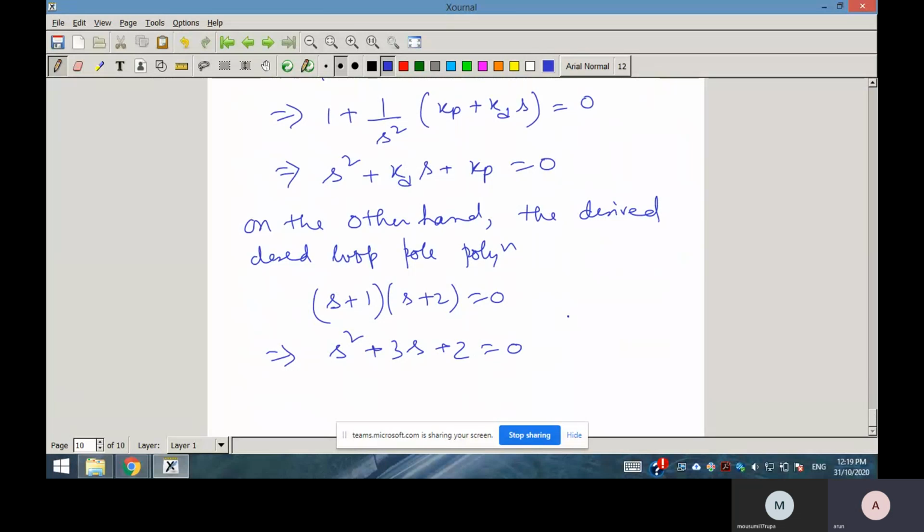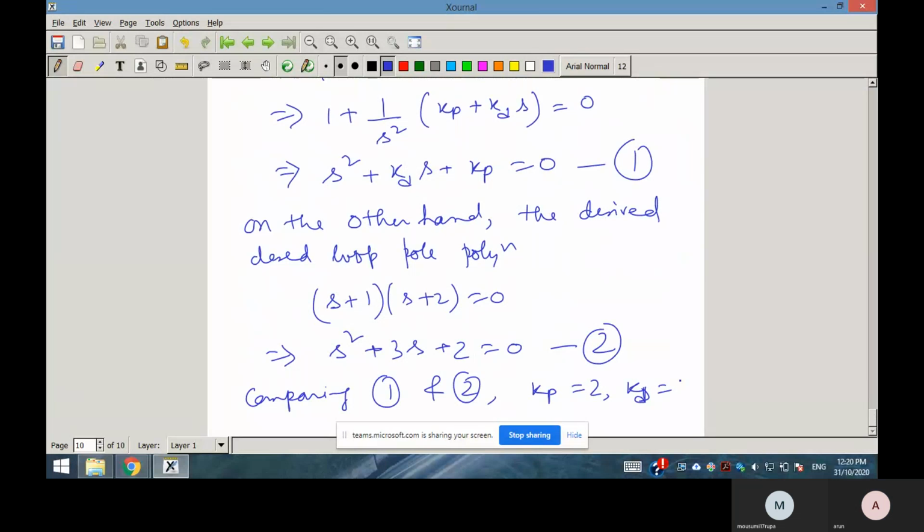Now if you compare 1 and 2, every coefficient of S to the 2, S to the 1 and S to the 0, then what will you get? Kd equal to 3 and Kp equal to 2. So these gains we have obtained.